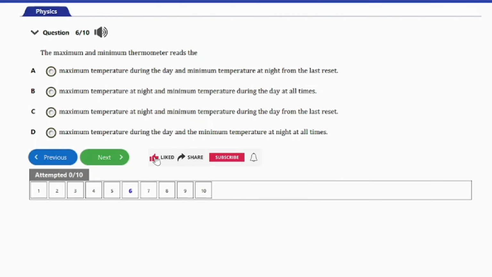So guys, the next question here is question number 6. It says, the maximum and minimum thermometer reads the A, maximum temperature during the day and minimum temperature at night from the last reset. So guys, obviously the answer to this question here is option A here. So let's go ahead and consider the next question.